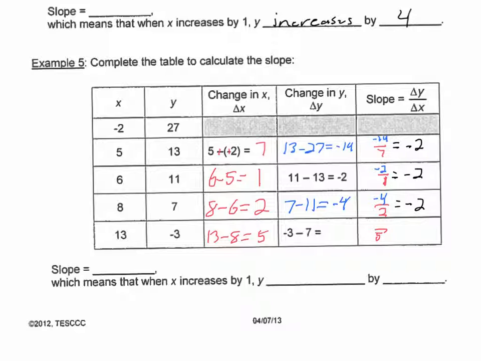Then we move on to our y's. They already set it up for us. They had this negative 3, and we're going to subtract that 7 right there. Okay, so negative 3 minus 7.